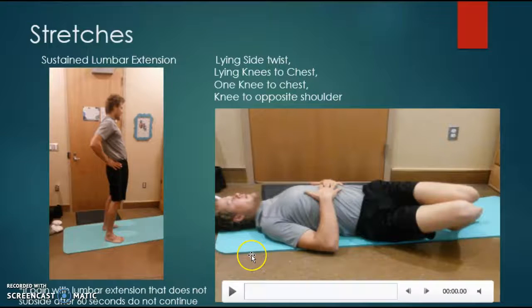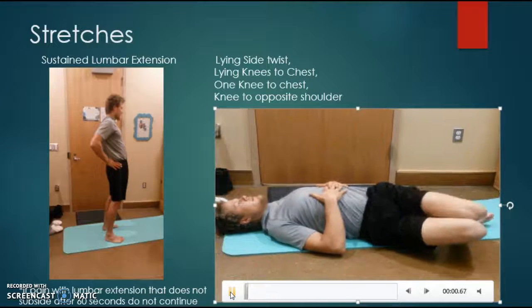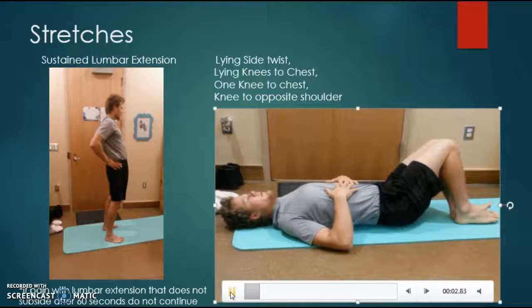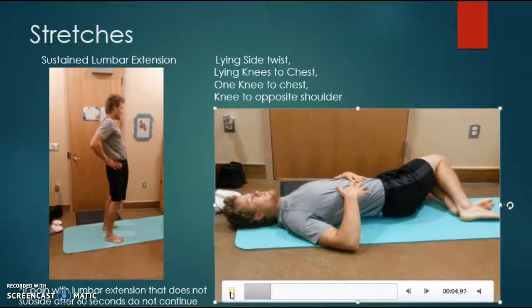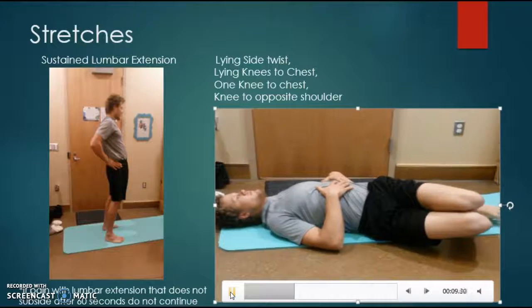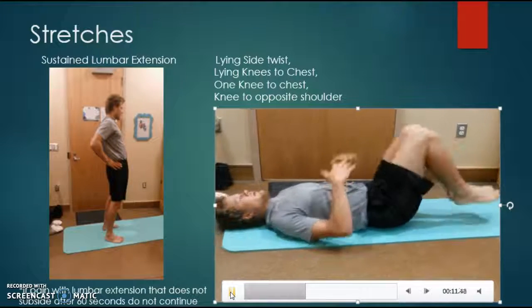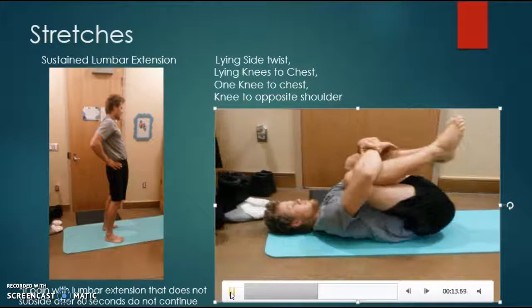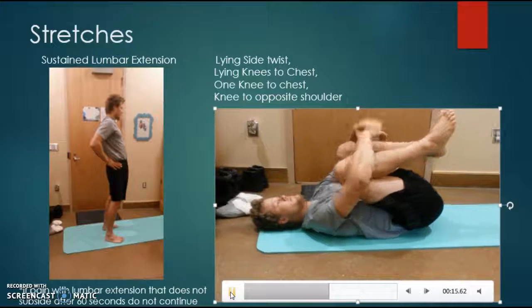This video to the right is a demonstration of 4 different stretches, all essentially the same. One is a side-lying twist. Once again, you are doing this with your breath. You're breathing in and out slowly with this. Another is a knees to chest. You'll pull up and then relax back down.